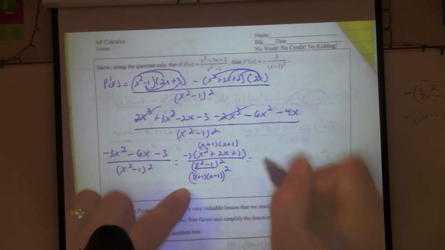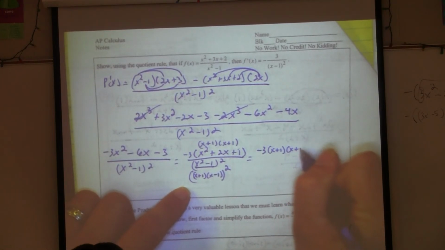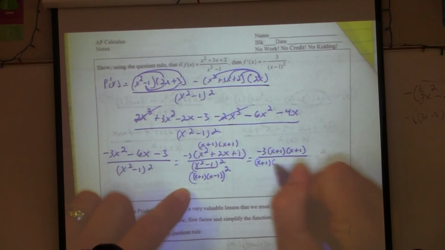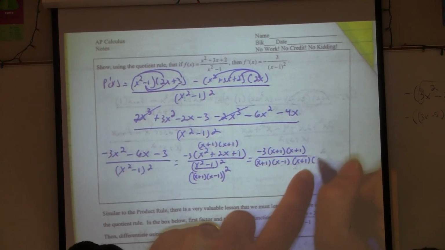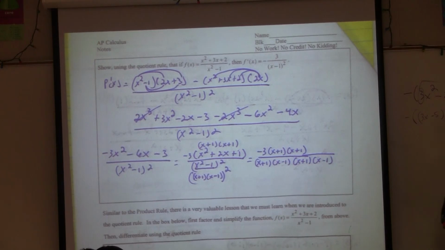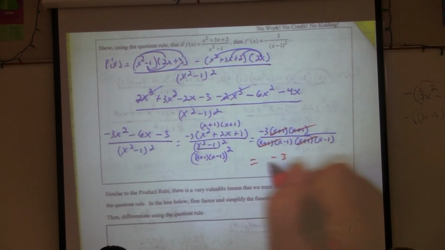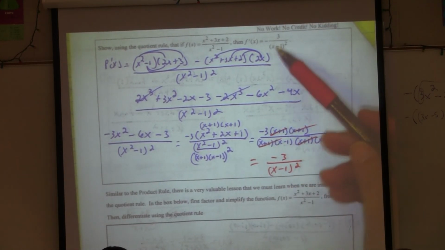So check this out. I'm going to write it like this. Negative 3 times x plus 1 times x plus 1 over x plus 1 times x minus 1 times x plus 1 times x minus 1. Is that okay? Is that the same thing? So are there any common factors? The x plus 1s, right? So what do we end up with? Negative 3 over? Is that the same as the answer that they wanted up here?